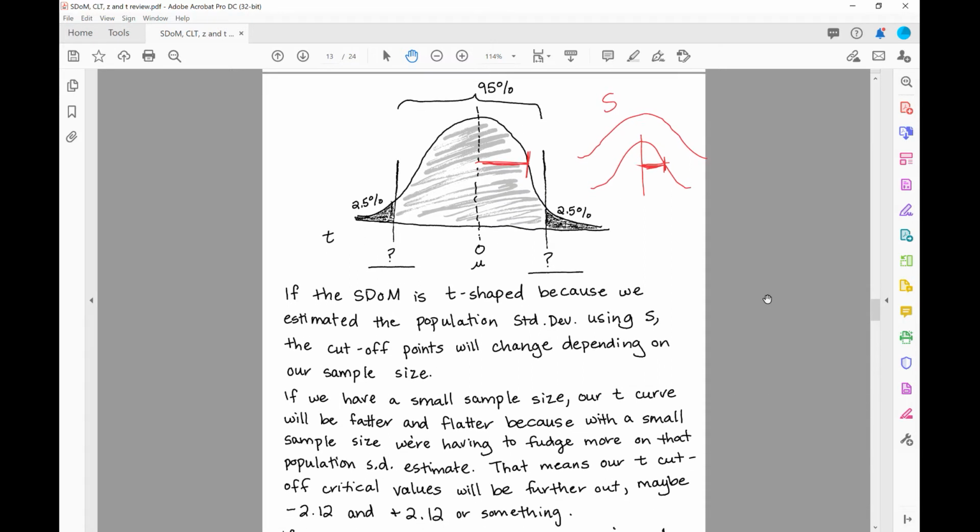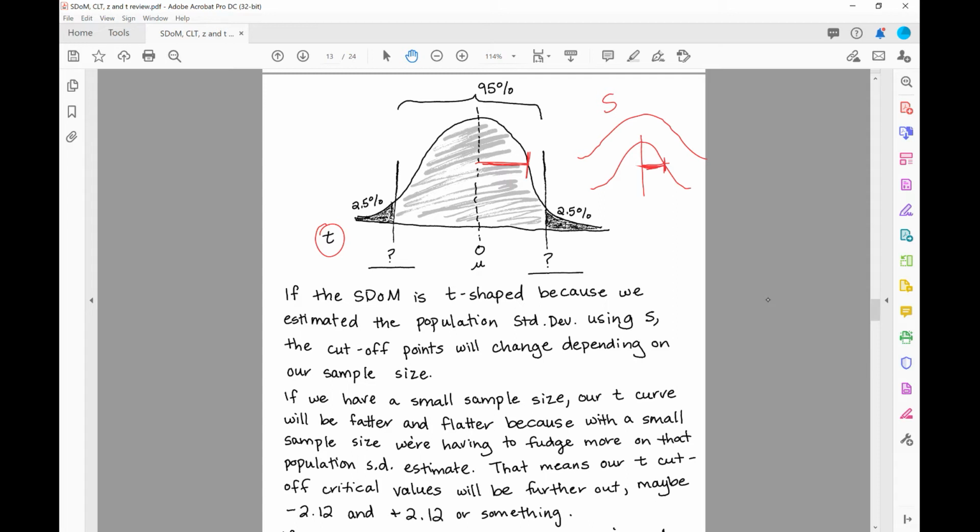So if the SDoM is T-shaped, then because we have estimated the population standard deviation using S, those cutoff points that we use and the associated probabilities change depending on our sample size. If we have a small sample size, that means we're estimating more, right? We're less sure that we're getting the true thing, so we have to estimate more. We're kind of fudging it a little bit more. So in that case, our T-curve is fatter and flatter because with a small sample size, we're having to fudge more on that population standard deviation estimate.